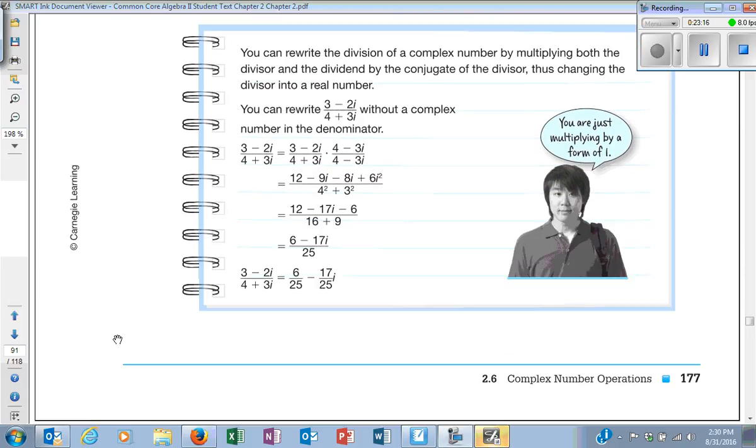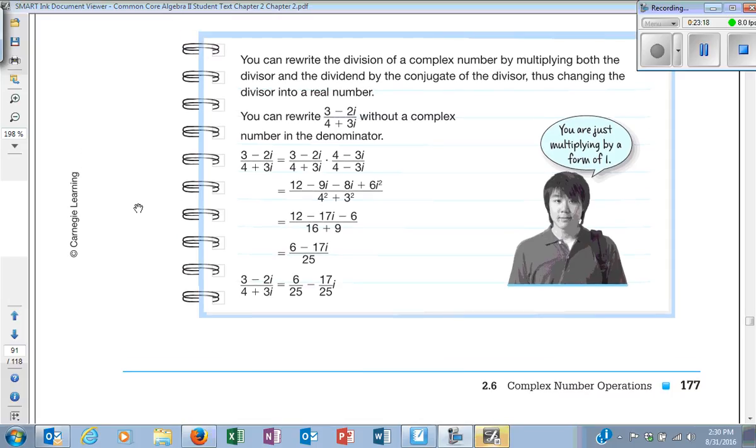And here we go, last type of problem. This is where we're actually going to use that conjugate pair. The whole reason we've been doing this is for this type of problem. Right here, you can rewrite the division of complex numbers by multiplying the divisor and the dividend by the conjugate of the divisor. A lot of hogwash there.